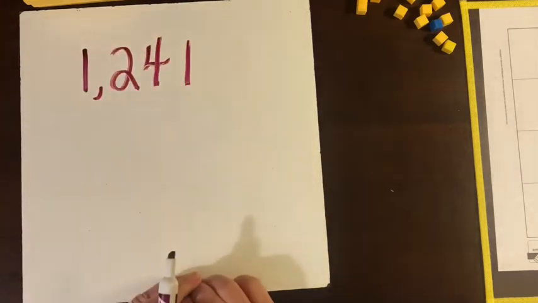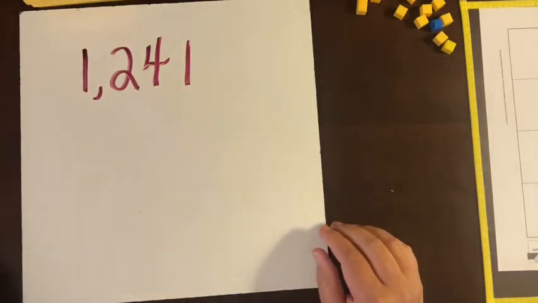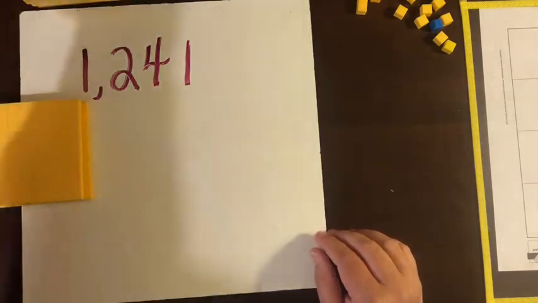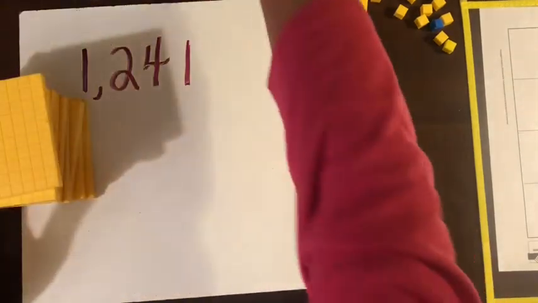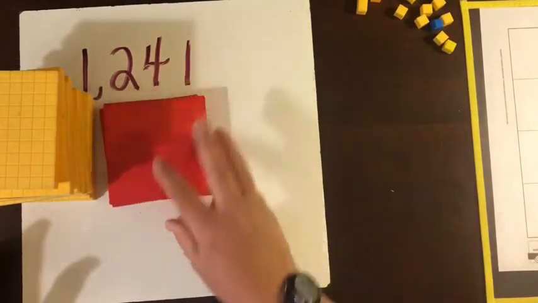What about 1,241? Ooh, what does that look like? Ooh, it's going to be a cube, you're right. So 100, 200, 300, 900, 1,000. So there's my 1,000. I'll make it easy for us to tell them apart. 200.